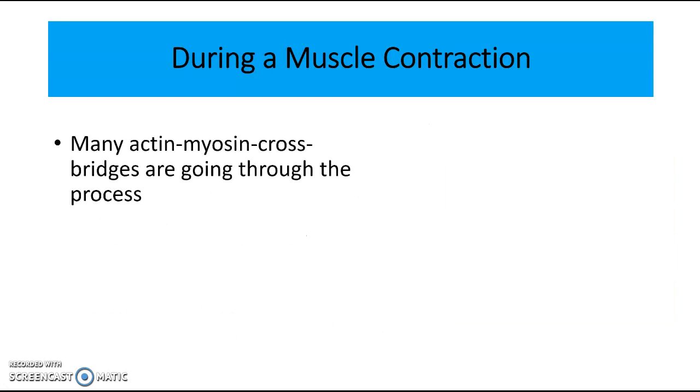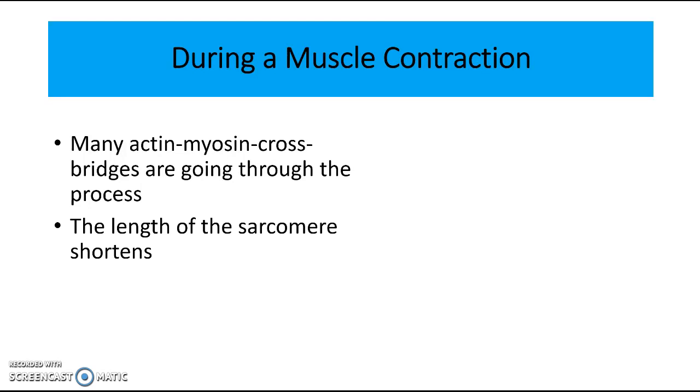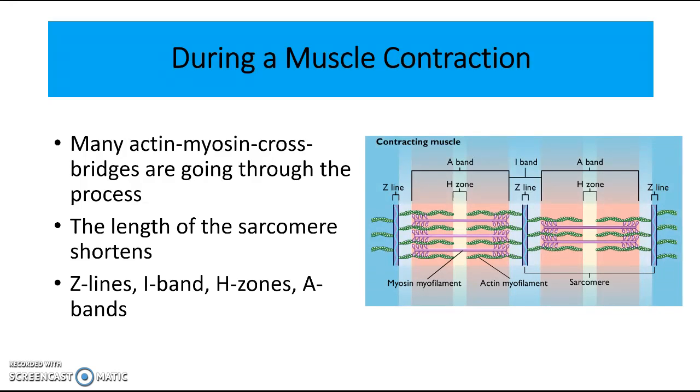Right, so whilst this is happening, it's occurring at every myosin arm that's in the sarcomere, which is why the muscle shortens. So there's many actin-myosin cross bridges forming and completing the power stroke. So the overall effect of this is that it makes the sarcomere shorten. What's happening is the different sections of the sarcomere are overlapping with each other. So the Z lines are moving in closer towards the middle, or the M line. The I band and H zones are getting a lot smaller, but the A bands aren't actually changing length.